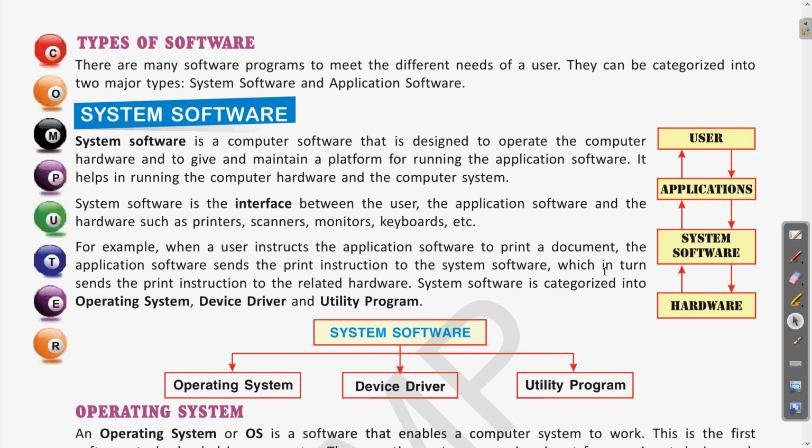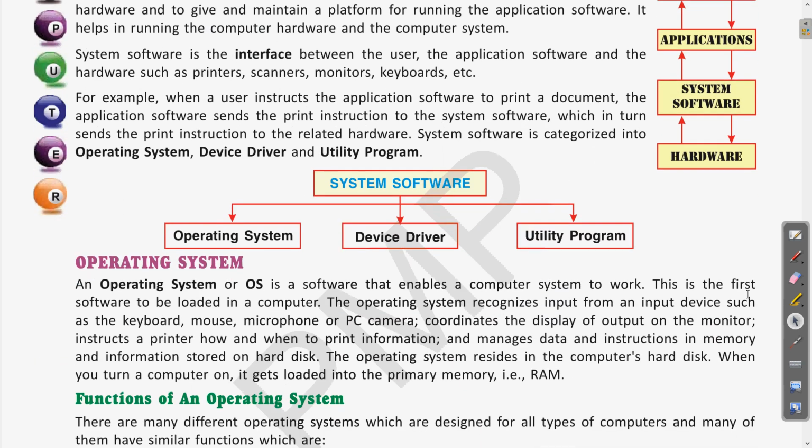Now today we will start with the different types of system software. So let us start. System software is basically, as we have discussed, the type of software which manages the running of different applications, and it manages the hardware as well as the user.